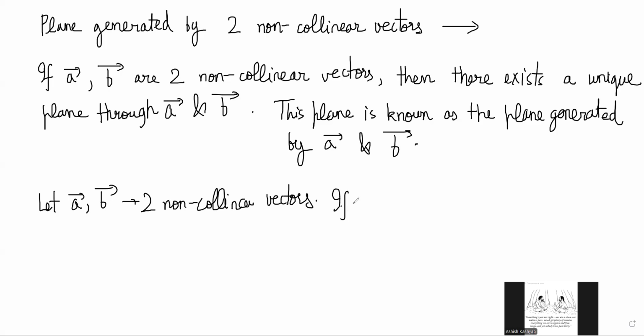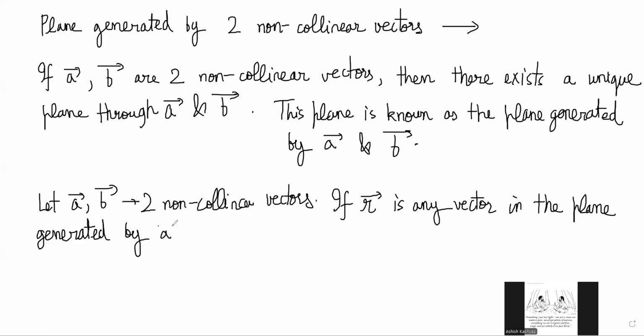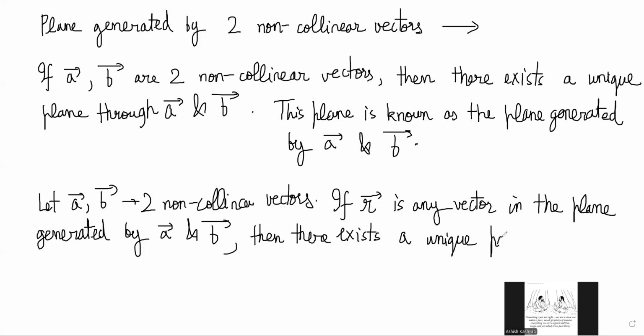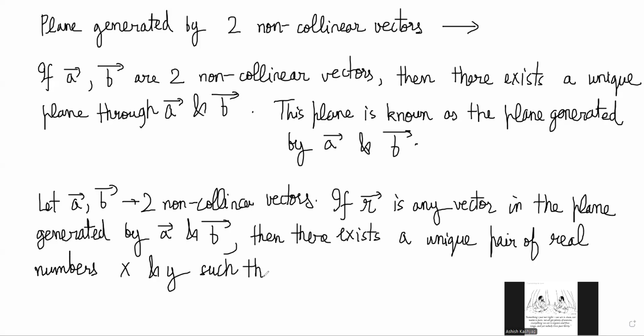What we can say is that if R is any vector in the plane generated by A and B, then there exists a unique pair of real numbers x and y such that R vector will be equal to x times A vector plus y times B vector.